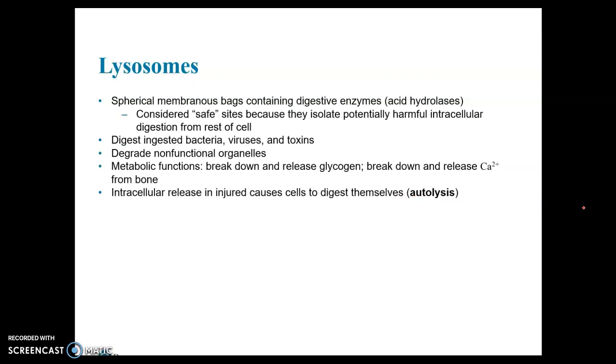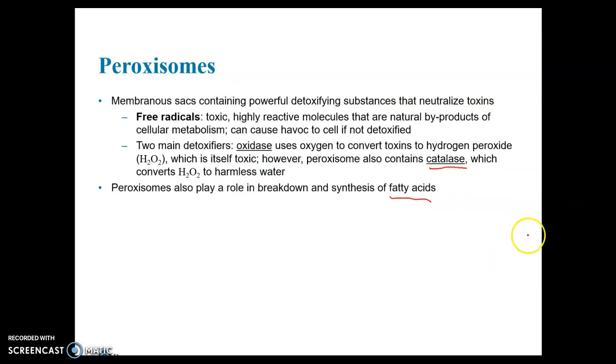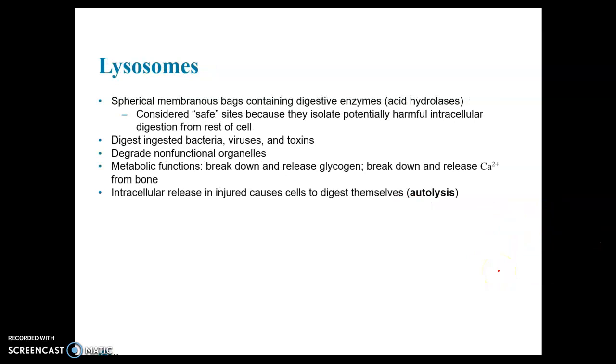Lysosomes contain digestive enzymes, so they're very similar to peroxisomes, but peroxisomes are more known for breaking down fatty acids. Lysosomes are more known for digesting and breaking down everything else. So they can digest ingested bacteria, viruses, and toxins, like inside of a white blood cell. They can degrade non-functional organelles. When organelles don't work anymore, they have to be broken down. They can break down and release glycogen. They can break down and release calcium ions from bone.